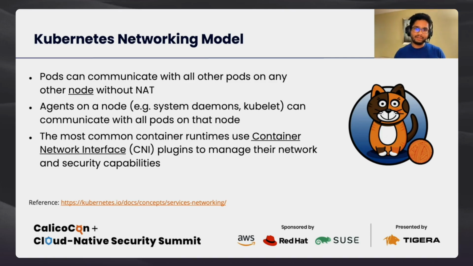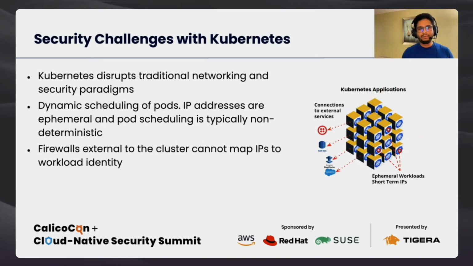There are benefits to this model. It alleviates the complexities that could have been due to the underlying network. However, the model also introduces certain security challenges. Kubernetes disrupts traditional networking and security paradigms. In traditional networks, when security is enforced, it's done so at certain choke points in the network. And controls are enforced when traffic traverses or transits those choke points, typically using some form of networking construct.